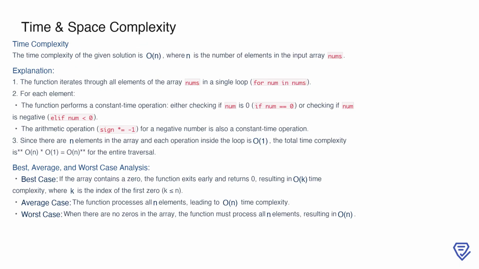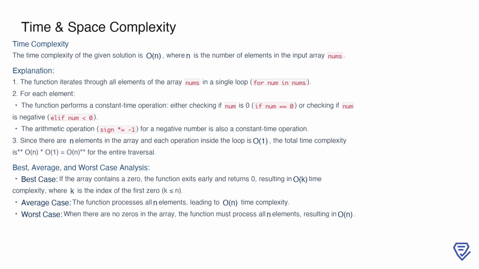The time complexity of this solution is O(n), where n is the number of elements in the input array, nums. This is because the function processes the array in a single loop, iterating over each element exactly once. During each iteration, it performs a constant time operation, such as checking if the current number is 0 or negative. For negative numbers, it also adjusts the sign variable, which is another constant time operation. Since these operations do not depend on the size of the array, they add up to O(1) for each element. Multiplying this by the total number of elements, we get an overall time complexity of O(n).